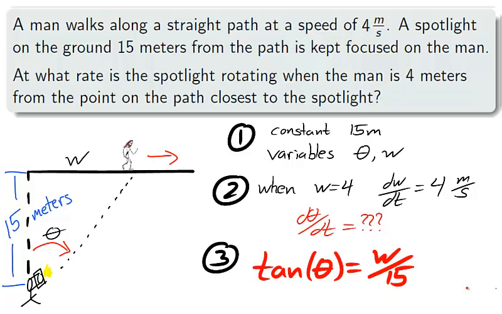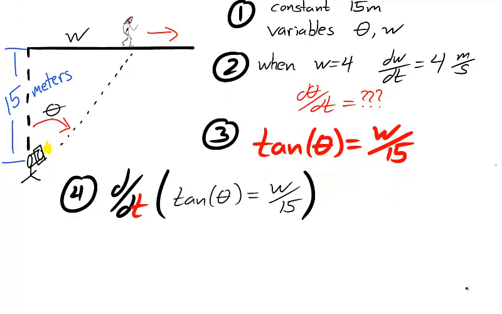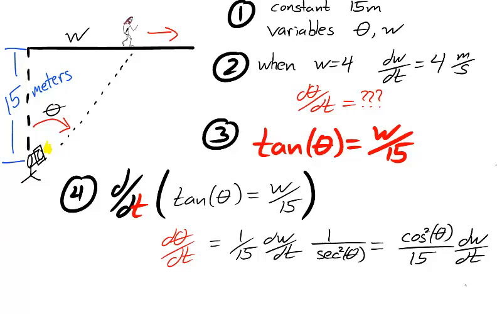3. We have diagrammed a right triangle with angle θ, opposite length w, and adjacent length 15. And the equation relating these variables is tangent θ equals w over 15, our opposite over adjacent. 4. We differentiate with respect to t. We're searching for dθ/dt, so we'll send secant squared θ to the other side. And because 1 over secant is cosine, we find that dθ/dt is cosine squared θ over 15 times dw/dt.